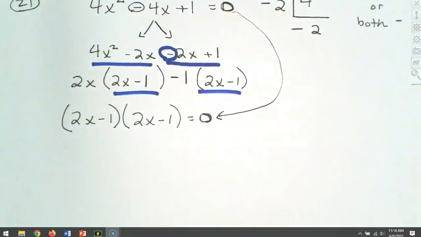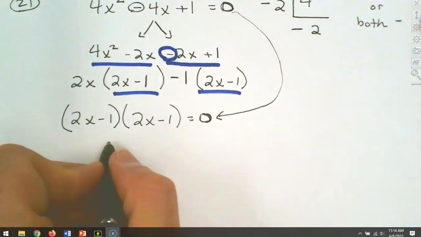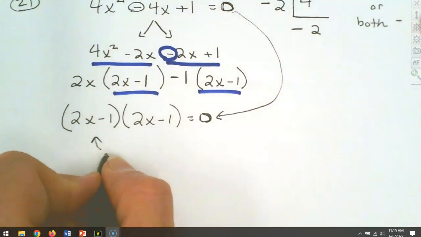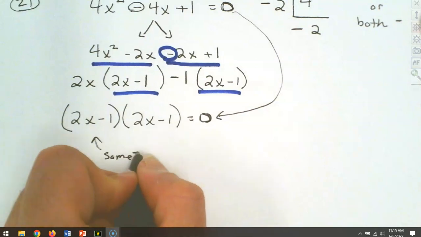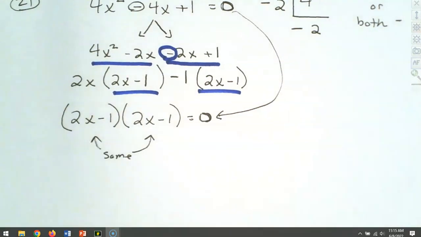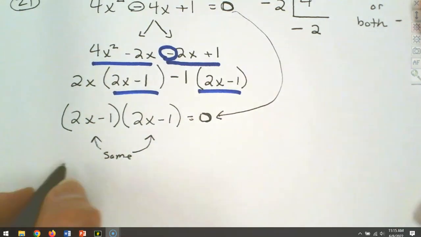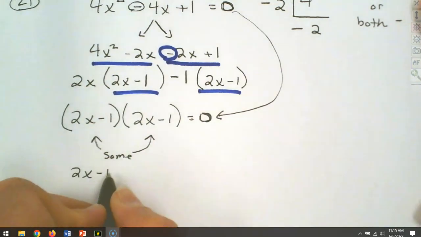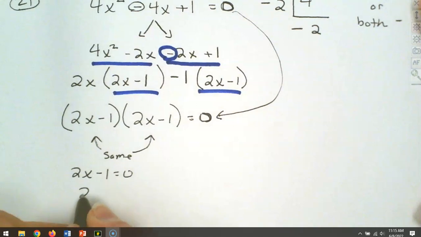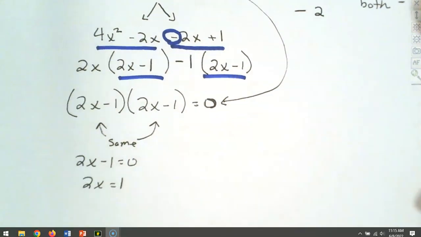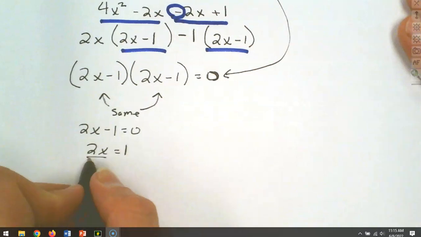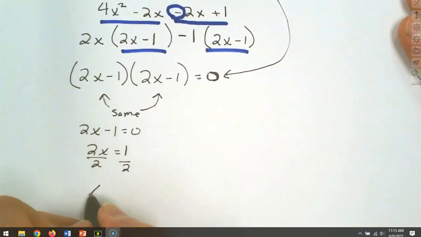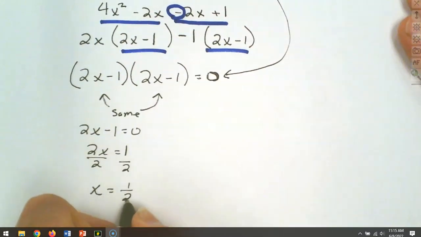Now, this one is easy because these are the same. And since they are the same, then what do we know? We're only going to get one answer, right? Because they're the same. It's a double root. And what would that one answer be? Well, it would be 2x minus 1 equals 0. So 2x equals 1. Okay. And divide by your 2. And so your one solution is x equals 1/2. And that's it.